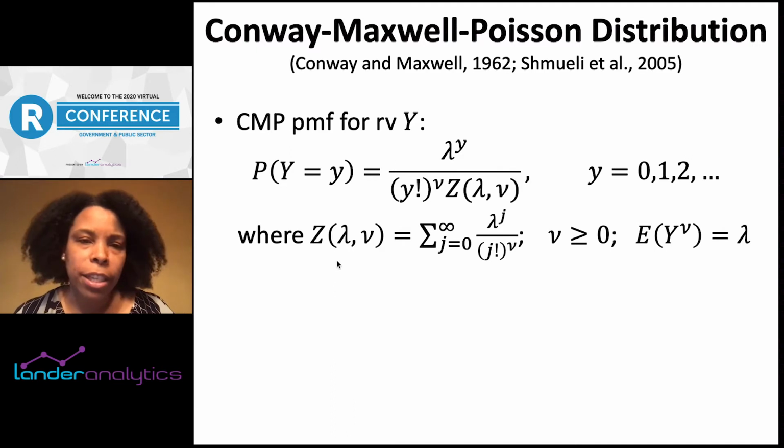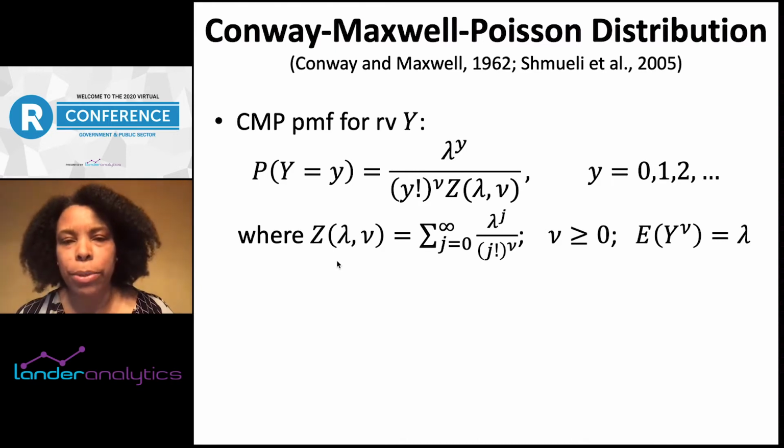What's nice about this distribution is that it not only captures the Poisson distribution as a special case, but 2 other classical distributions as well. When nu equals 0, it captures the geometric distribution, again, where lambda is constrained to be less than 1 now. And when nu goes to infinity, it captures the Bernoulli distribution with success probability lambda over 1 plus lambda.